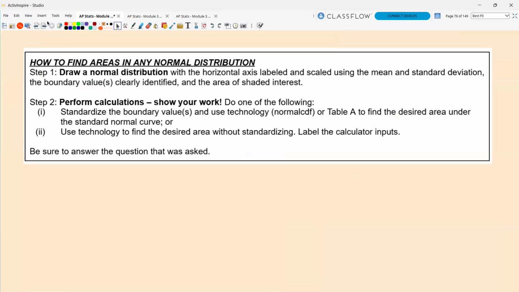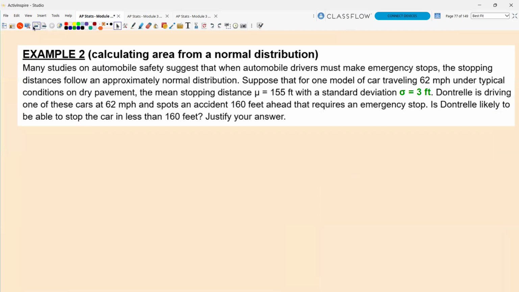You can also use your calculator to get all this stuff. I'll show you how to do that in the first example here. You're going to use something called normal CDF, or table A. I prefer to use the calculator. So let's look at this example. We want to calculate the area from a normal distribution, and in this case I'm going to show you how to use your calculator to do that.